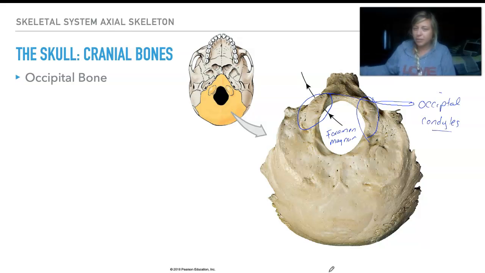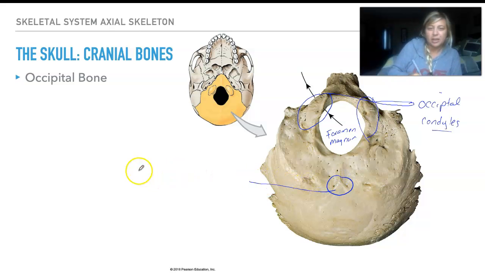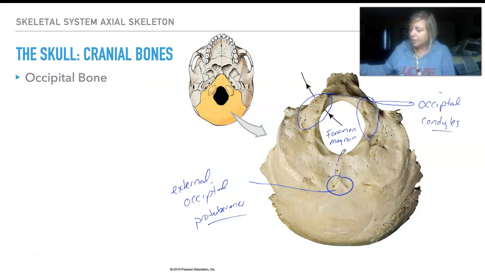Other important parts, kind of at the back of the head, if you feel kind of at the back of the head, you can feel kind of a bump back there. That bump kind of in here, that's called the external occipital protuberance. And it's a big bump kind of at the back of the head there. There's also kind of a little crest or a line that you see here that is a muscle attachment for ligaments. And that's kind of it for the occipital bone.